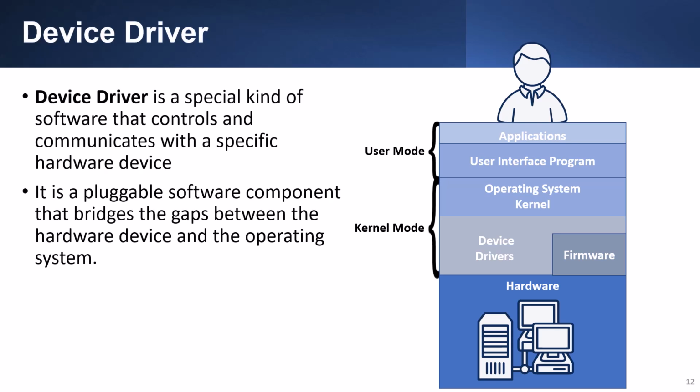Since hardware can greatly vary between manufacturers and models, you may need to add additional device drivers to the operating system. A device driver is a special kind of software that controls and communicates with a specific hardware device. It is a pluggable software component that bridges the gap between the hardware device and the operating system. The operating system usually includes a long list of common device drivers, including those for video cards, mice, keyboards, hard drives, speakers, and microphones, just to name a few. But if the operating system does not have a driver for a specific device, you may need to install the device driver manually.